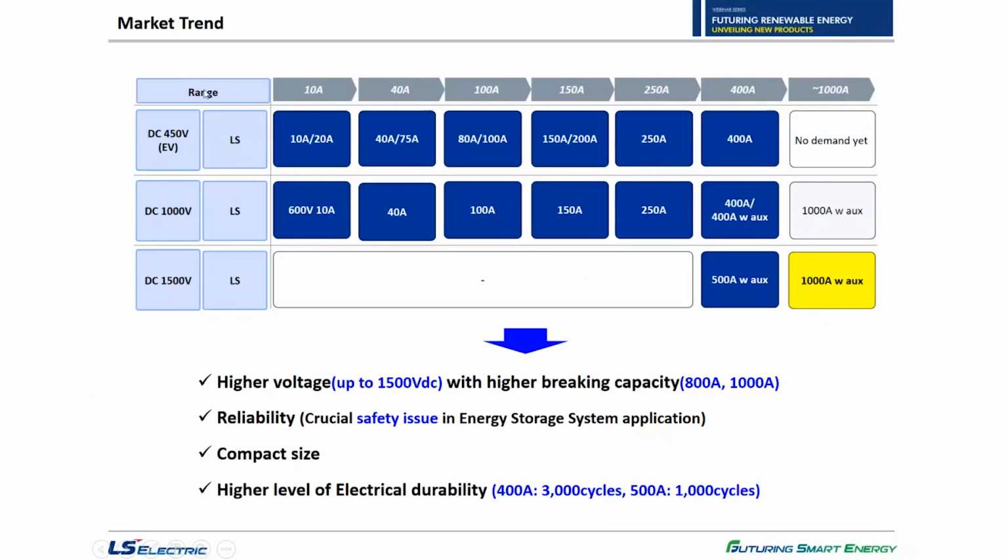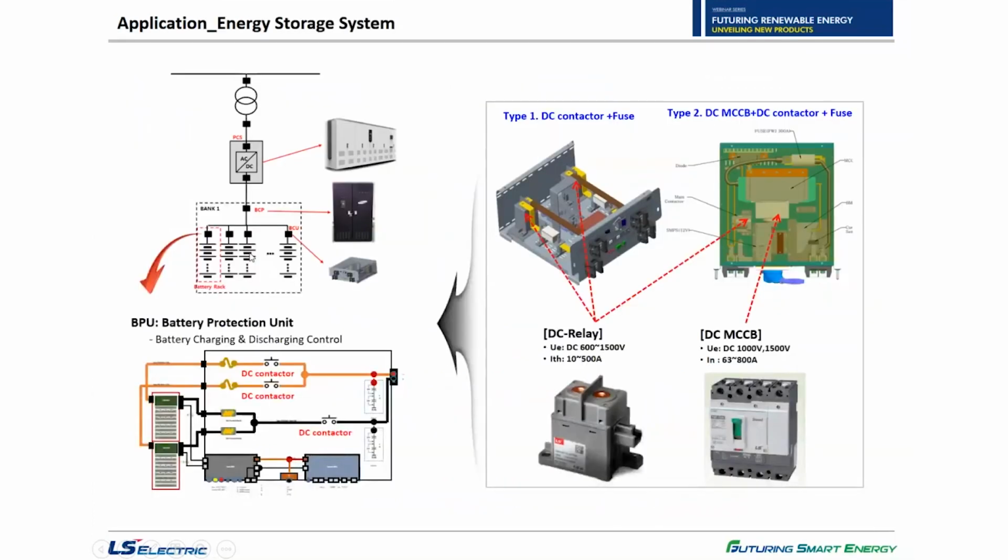LS Electric provides three kinds of categories, from 450 to 1500 volts. So that is all about the market trend for the macro sections. I'm going to move on to applications for energy storage systems.